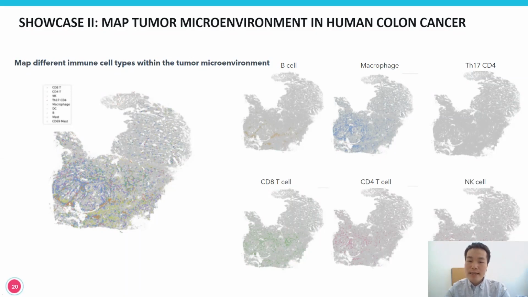For example, you're seeing CD8 T cells, CD4 T cells more enriched at the bottom of this tumor slice, and then a subset of CD4 cells, Th17 CD4 cells, are more enriched at the top.